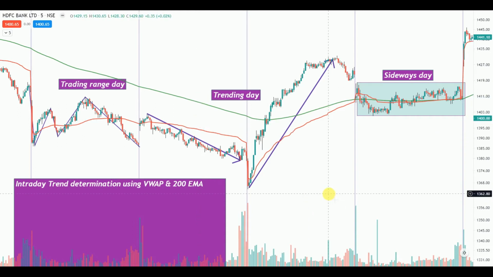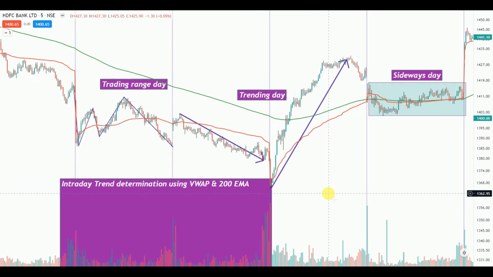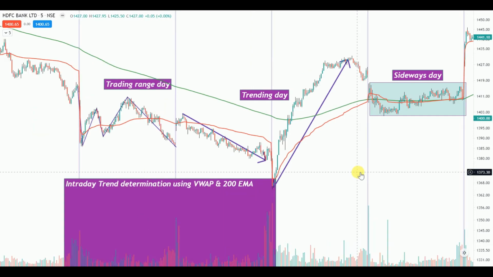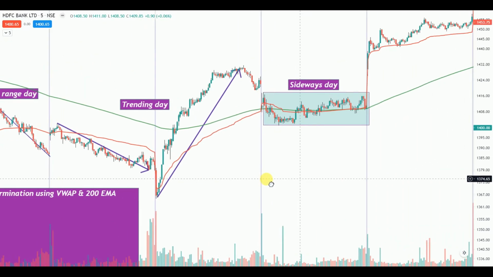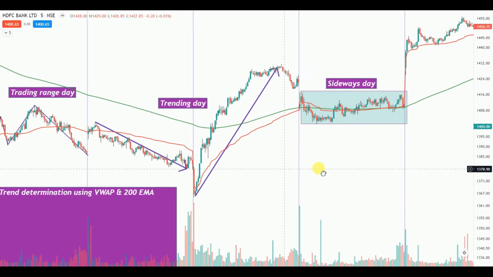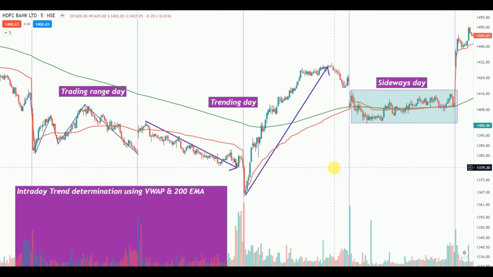So the general thumb rule is whenever the stock is trading below the 200 EMA, we will look for short opportunities, provided we have confirmation with the VWAP. And whenever price is trading above the 200 EMA, then we will try to go long in that stock. There is one advanced interpretation with the 200 EMA and VWAP as well.